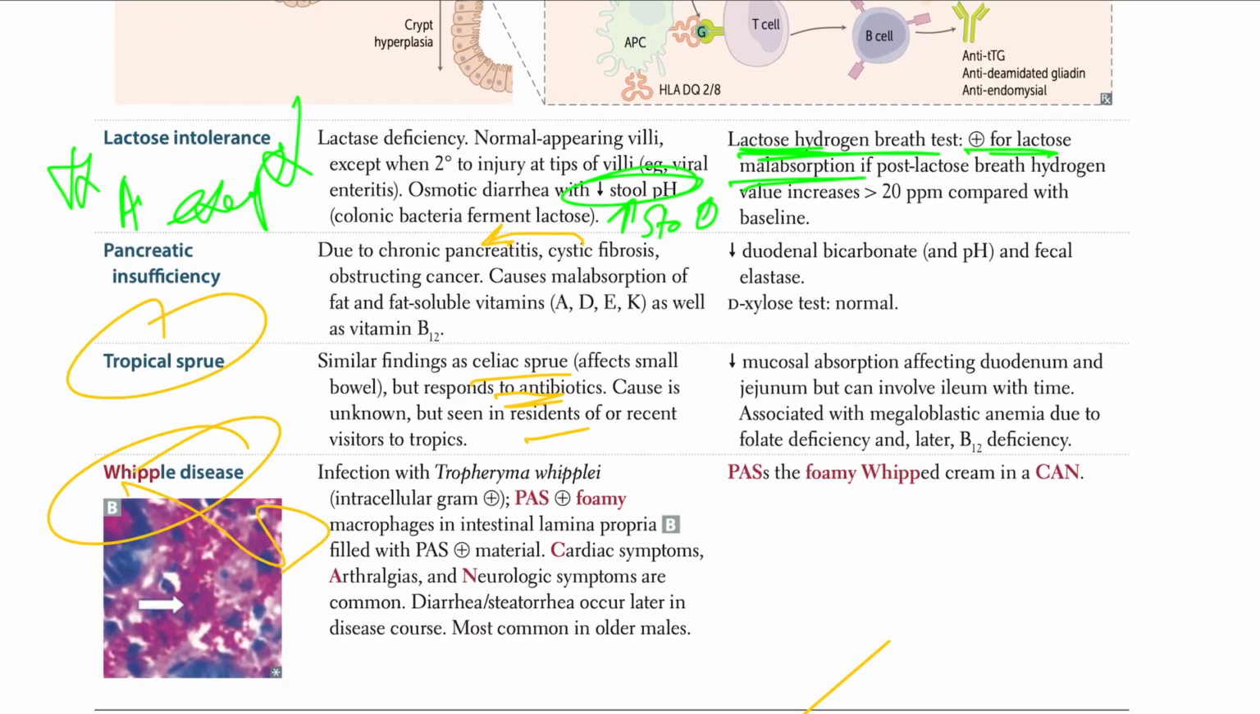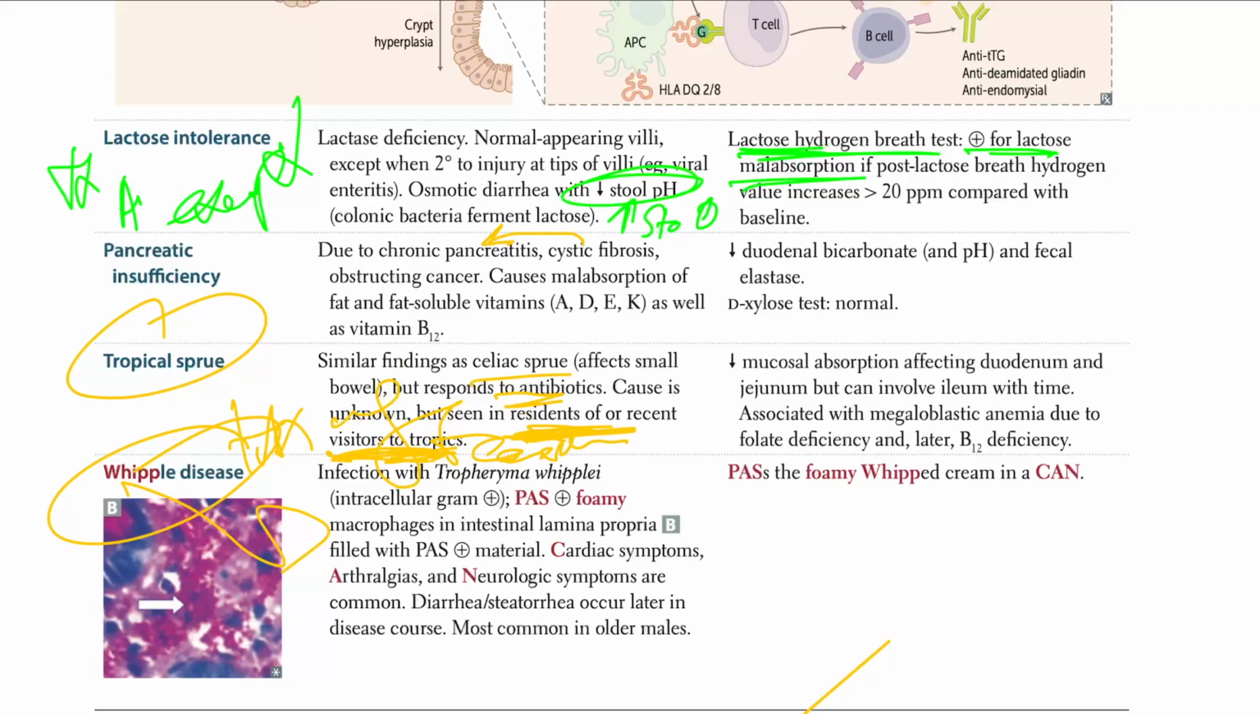But tropical sprue, either the guy is a visitor, he visited the tropics, or he was a resident of the tropical areas. Tropical areas meaning Caribbean. Okay, basically you have a history of travel to the Caribbean islands.